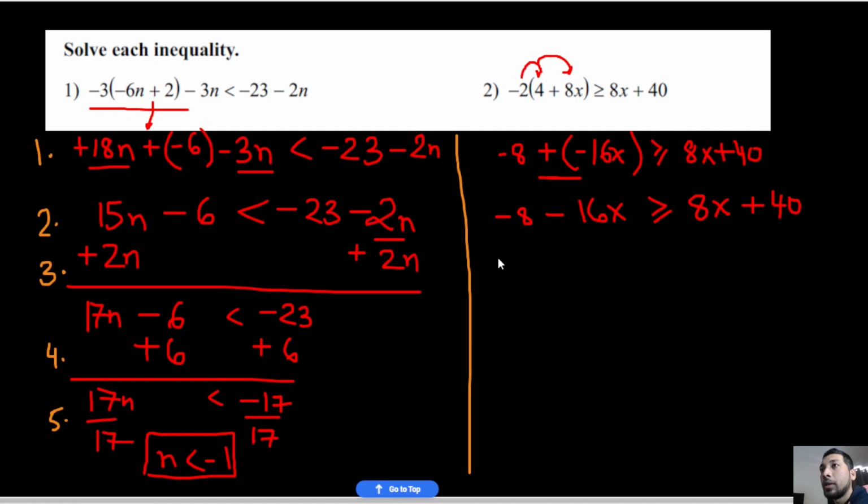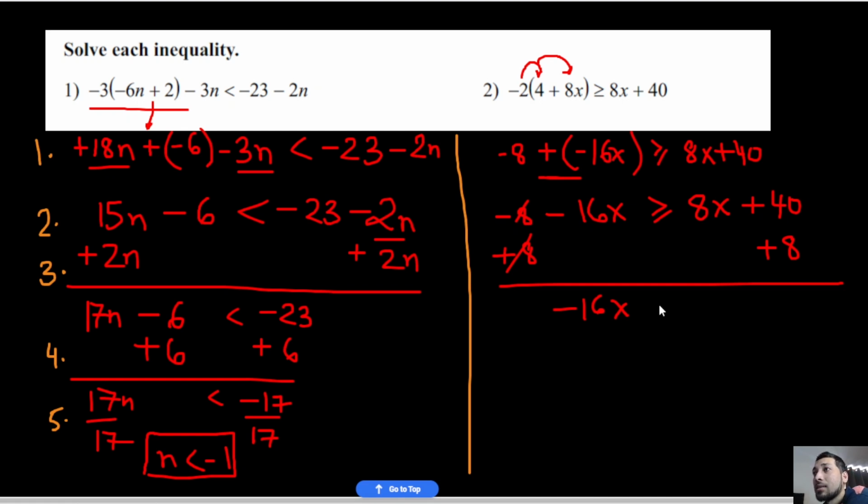So now we can remove this negative 8 right here. So add 8 on both sides. If we add 8 on both sides, we have this negative 16x because we just cancel out this 8, and we have this minus sign, so it's negative 16x. So it's negative 16x greater than or equal to 8x plus 48.